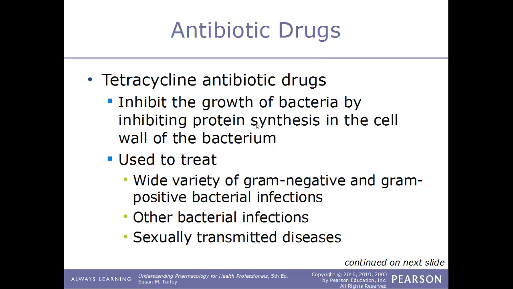Another kind of antibiotic drug are tetracyclines. These inhibit the growth of bacteria by inhibiting protein synthesis in the cell wall. And these are used to treat a wide variety of gram-negative and gram-positive bacteria, and some other bacterial infections as well. And these are also prescribed for sexually transmitted diseases.